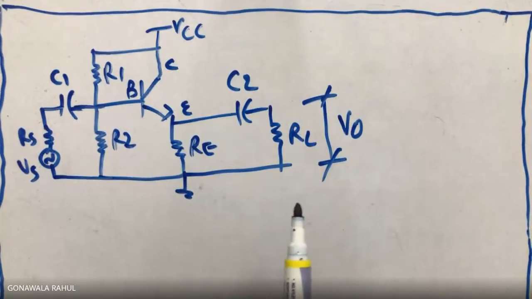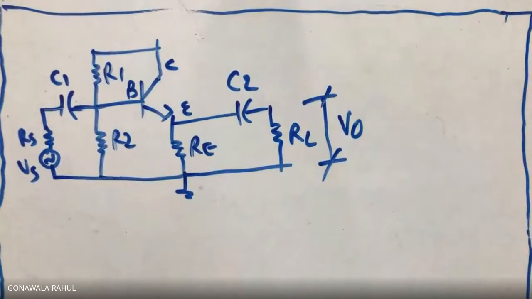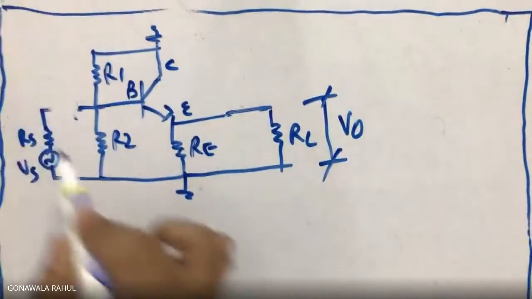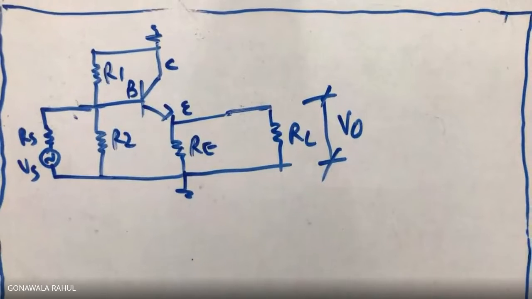So the first step is to find the AC equivalent circuit, and to draw the AC equivalent circuit, as we know, we have to short all capacitors and the DC power supply. The DC power supply is VCC, so I put it as ground. This is a short, this will be short.